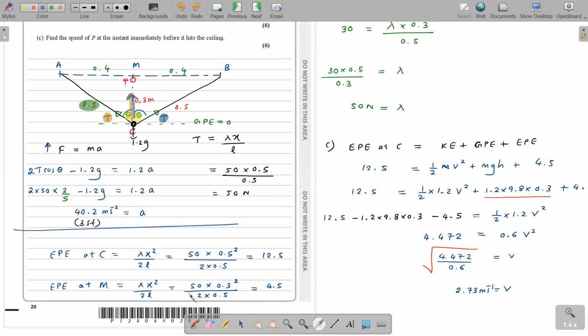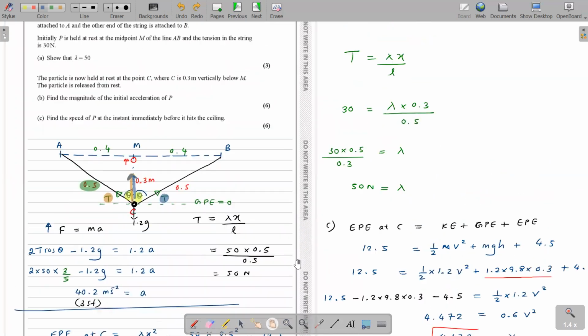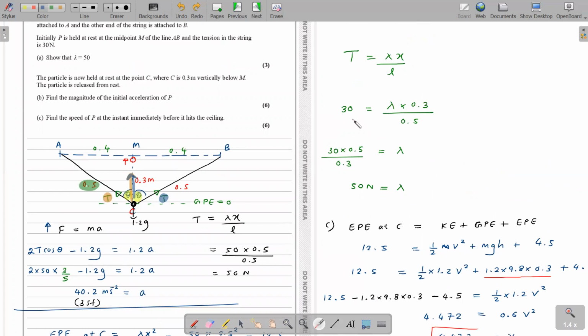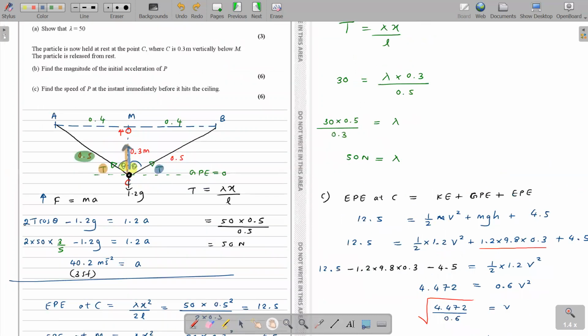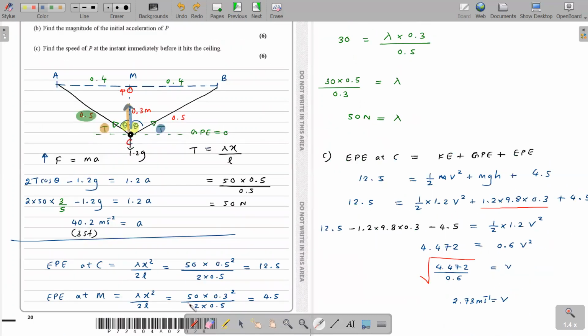So lambda x square over 2L is the equation. Lambda is 50. That's the elasticity constant. And extension, guys, at M, I think we saw in the very first part also, the extension was 0.3 because the total length of the string is 0.8. Natural length is 0.5. So 0.8 minus 0.5 gives you the extension 0.3, and 2 times natural length 0.5 gives me the elastic potential energy at M, which is 4.5.